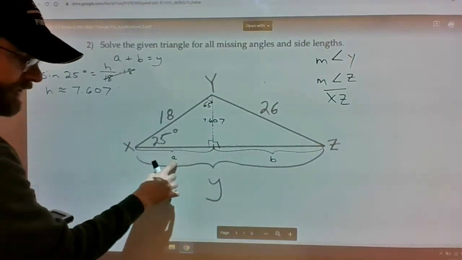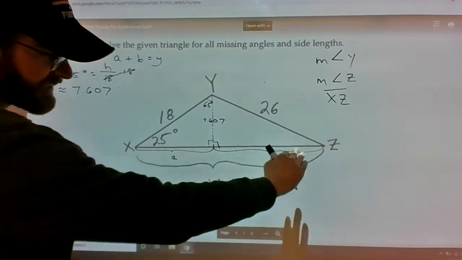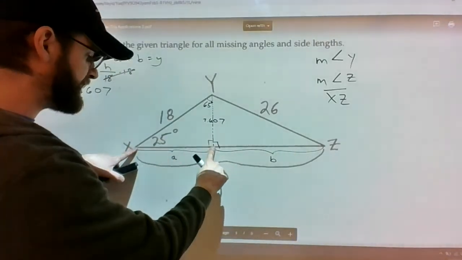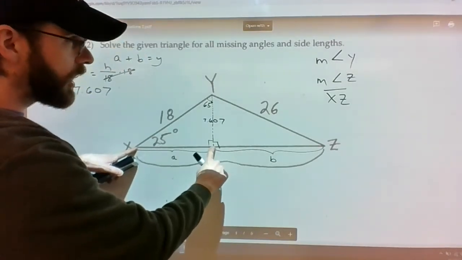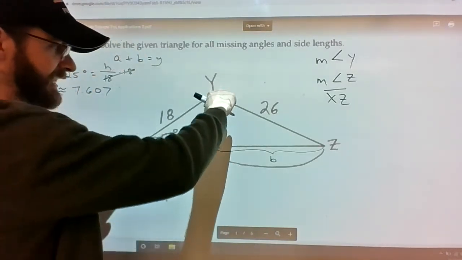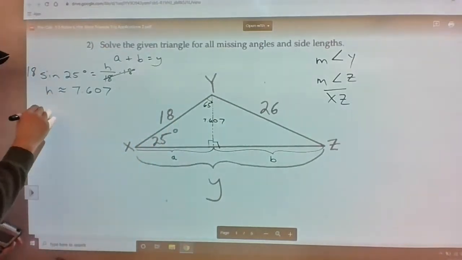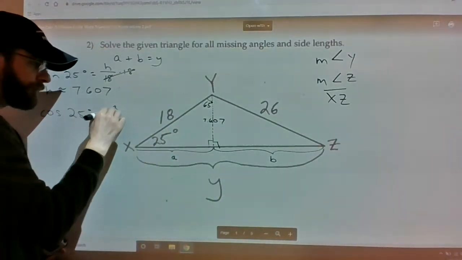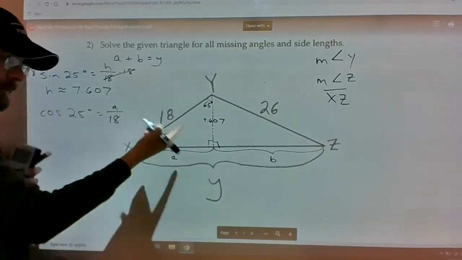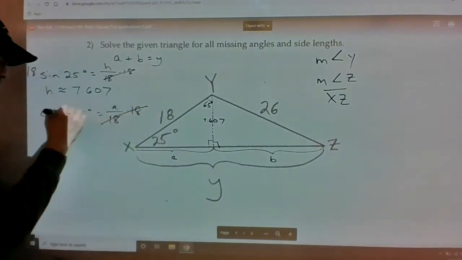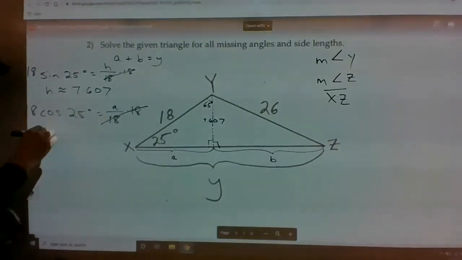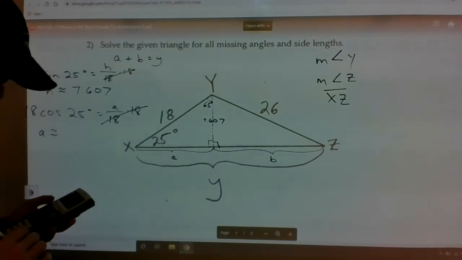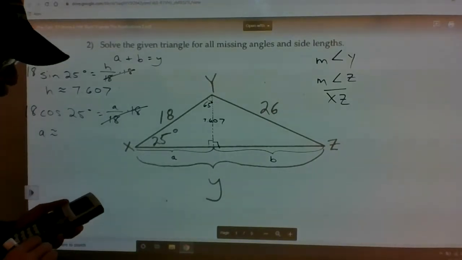So now for the letter A, which is part of this line segment, we can now say its relationship with 25 degrees is adjacent leg. So cosine has the adjacent leg and the hypotenuse. So we can do cosine of 25 degrees equals A over 18. And again, multiply 18 to both sides, and you've got A. A is approximately 16.314.